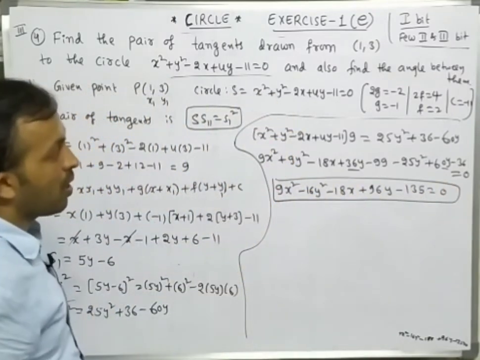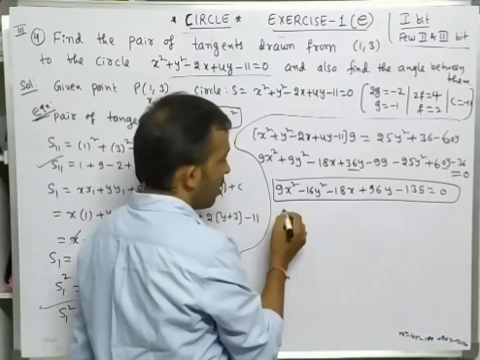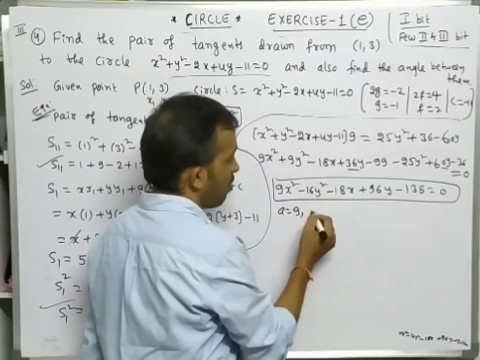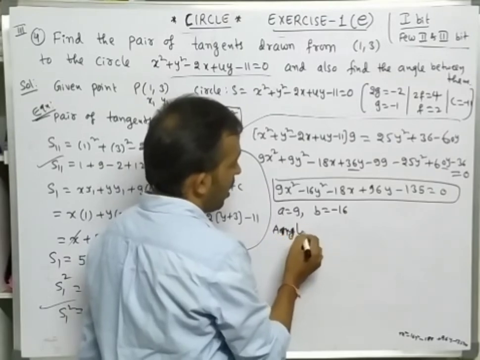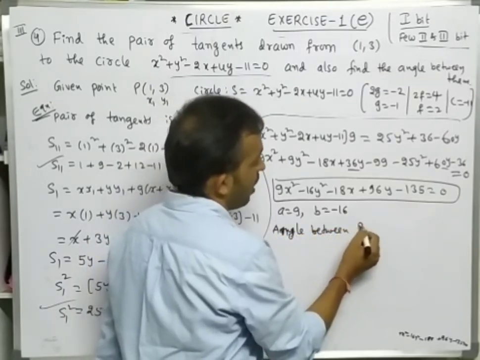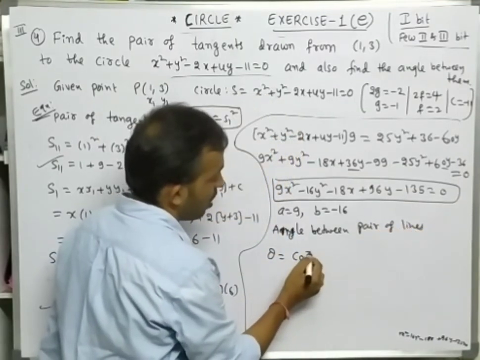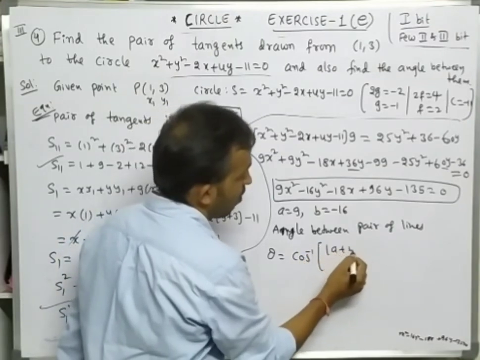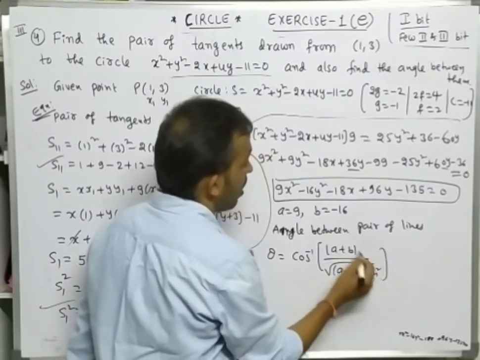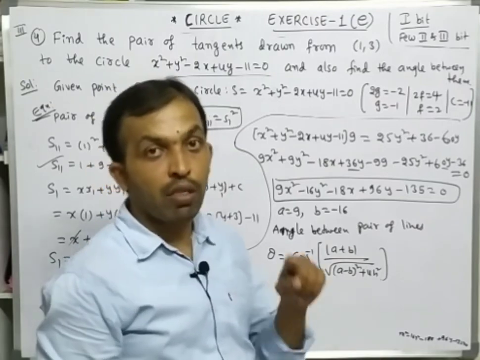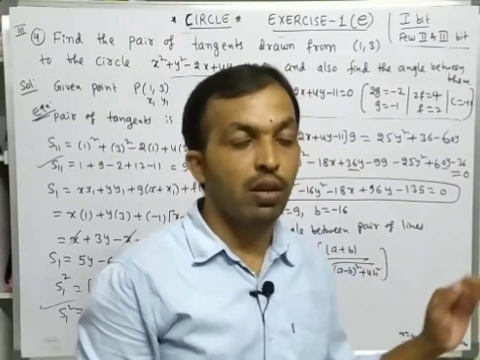Now additionally it is asked that find the angle between them. So in pair of straight line equations, this is a equal to 9, ax square plus by square, b is equal to minus 16. So the angle between pair of lines, formula is theta is equal to cos inverse of mod a plus b by under root of a minus b whole square plus 4h square. So here, ax square plus 2hxy plus by square plus 2gx plus 2fy plus c is equal to 0 is the second order general equation.